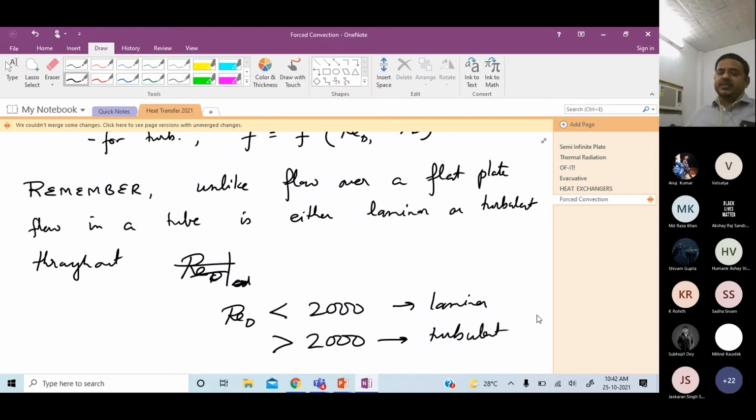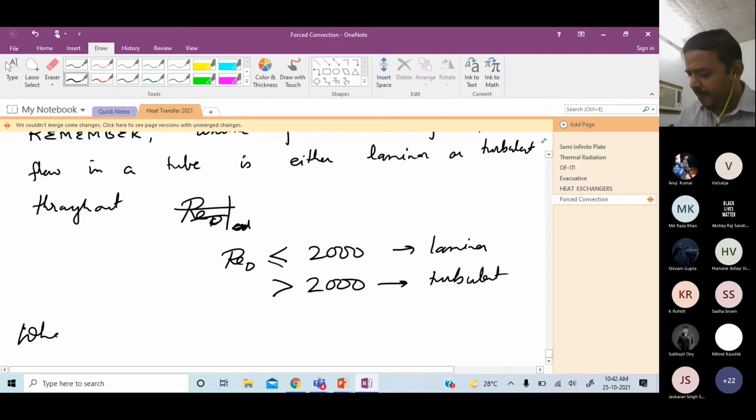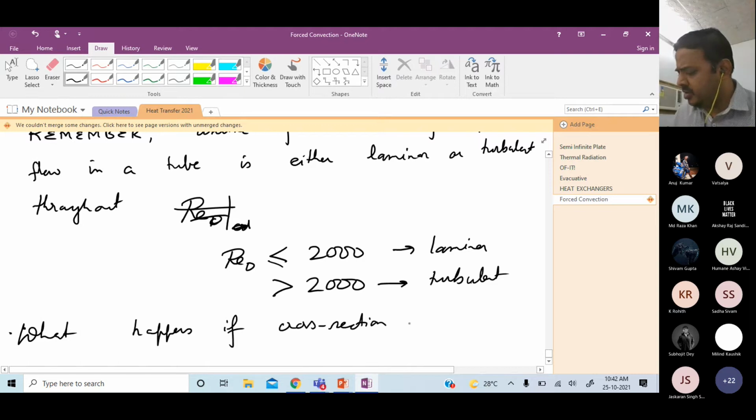Please keep this in mind. This is something I see many people don't have this concept correctly. This 2000 is only for internal flows through a pipe. And there's a reason for that. I'll come to that. Okay. What happens if the cross section is not circular?